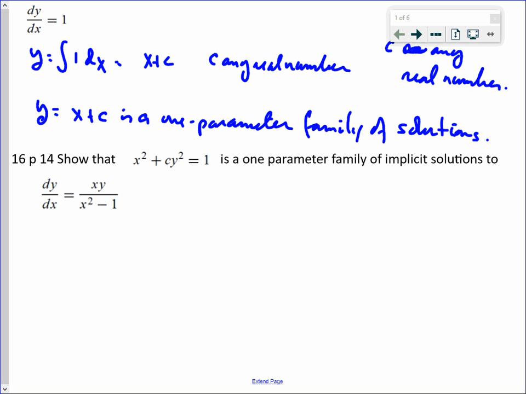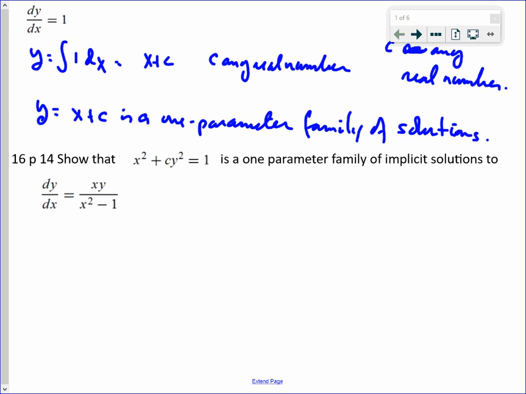Okay, this is number 16, page 14. We want to show that this equation, x squared plus cy squared equals 1, is a one-parameter family of implicit solutions to this differential equation. So in other words, you put in different values of c, you give a different equation here, but it will always be a solution to dy dx equals xy over x squared minus 1.